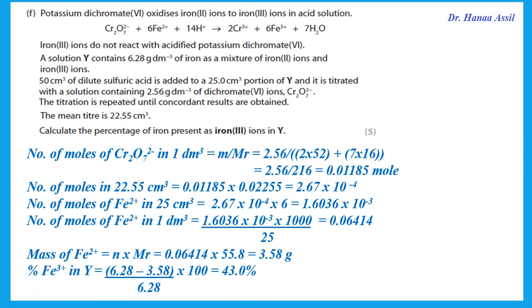Now that means the percentage in Y. Remember he says up there that we had a mass of 6.28 grams per decimeter cubed of Y. So I can use the mass of iron 2 plus. This is from the mixture, but we're looking for iron 3 plus, so that would be the difference over the total times 100. And that means I have 43% of the mixture is iron 3 plus.